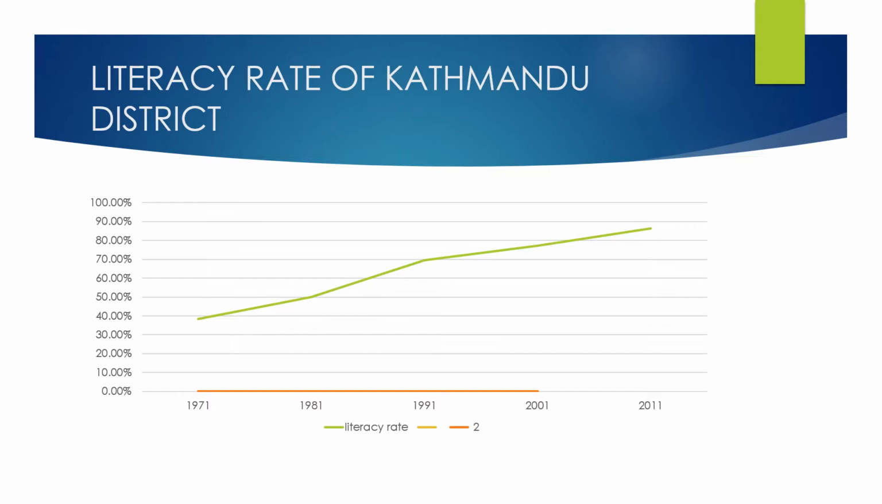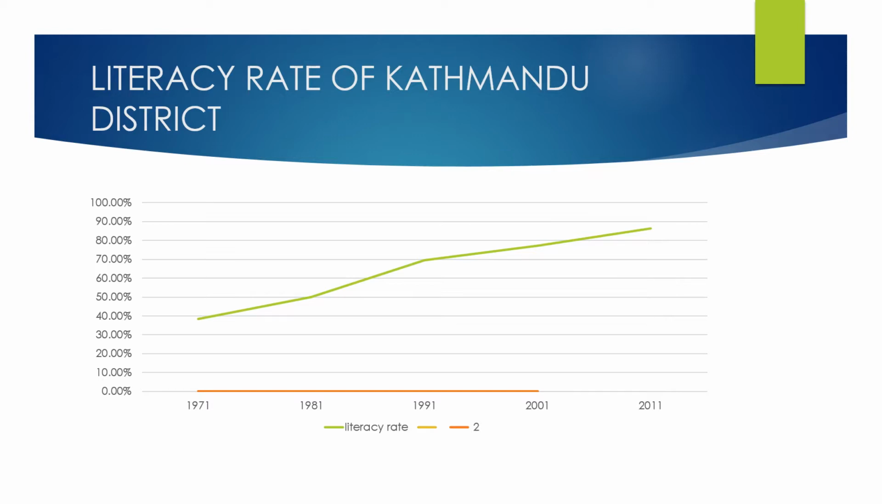In this slide, we can see the graph of literacy rate of Kathmandu district, where in 1971 the literacy rate was 38.3%. We can see the green curve rapidly increasing from 1971 to 2011. As we can see, the literacy status has boomed from year 1971, and it is an increasing trend up to 2001.